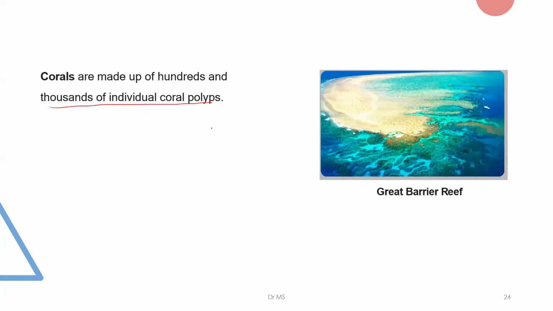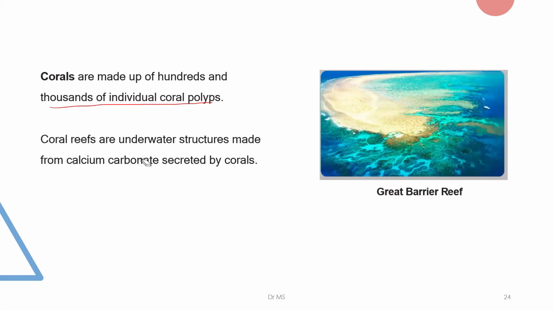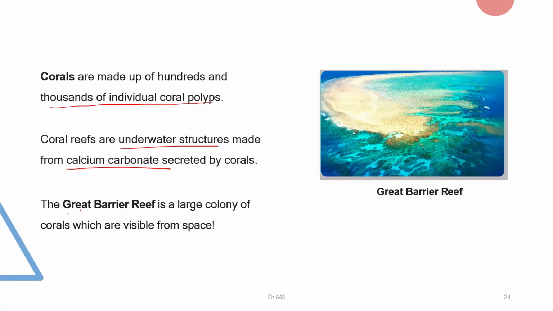So next one, corals are made up of hundreds and thousands of individual coral polyps. So you can see here, these are all corals, and these corals are nothing but a colony of the polyps. So you can see these are all coral polyps. Coral reefs, the underwater structure, are made up of calcium carbonate which is secreted by the corals. So they will be secreting this calcium carbonate and it will become like a rigid stone. That's how the Great Barrier Reef looks, which is a large colony of these corals. That means all these corals, which are nothing but the polyps, settled on the floor, will be forming this structure. And this structure looks like stone, made up of calcium carbonate, and is very visible from space.